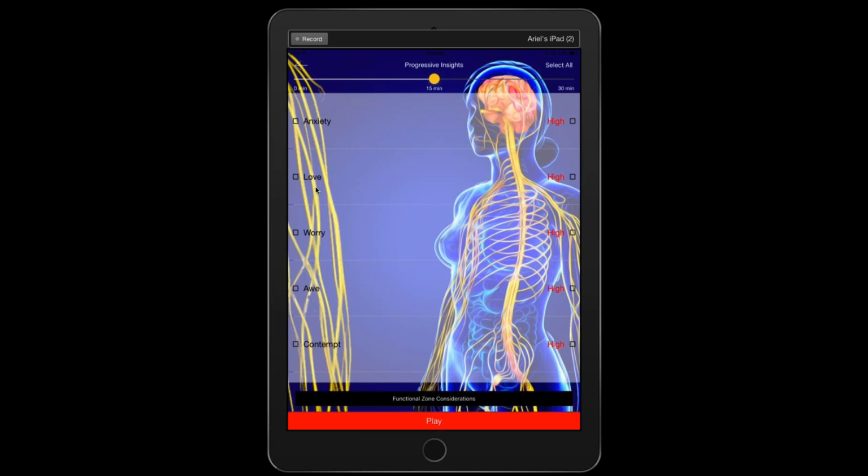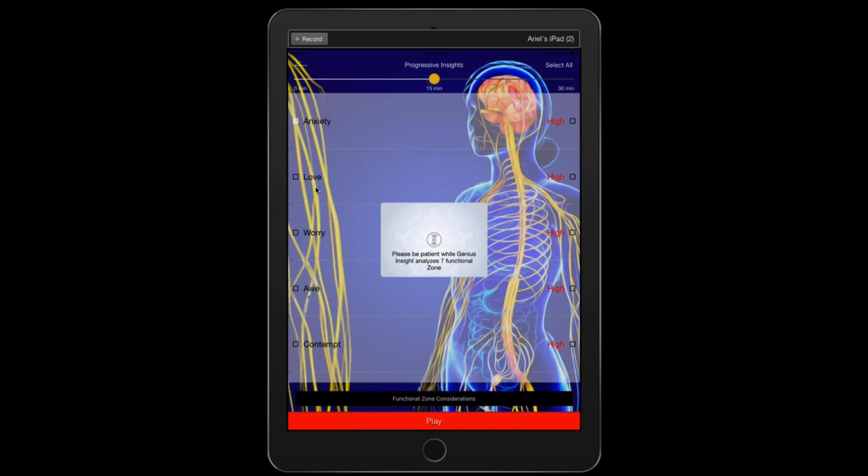Now, what I'm going to do to get to the functional zones is I'm going to choose one of these. Why don't we go ahead and choose anxiety? Now, this is really, really fun stuff because we're going to find out more about the root cause of why this person has anxiety in the first place. So I'm going to go ahead to functional zone considerations, and we're going to let that percolate a little bit.